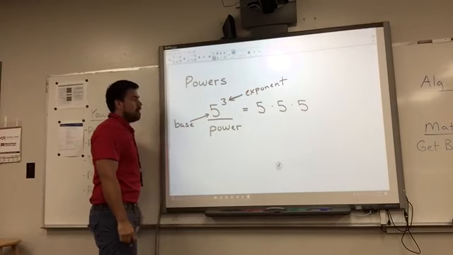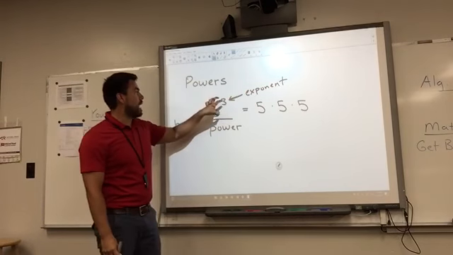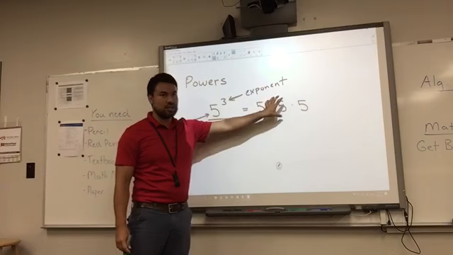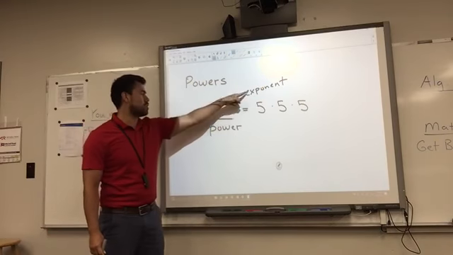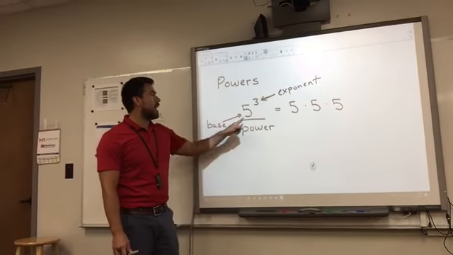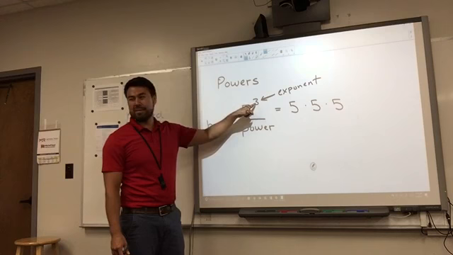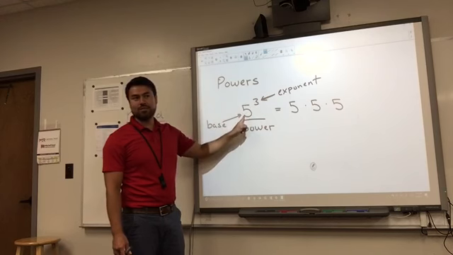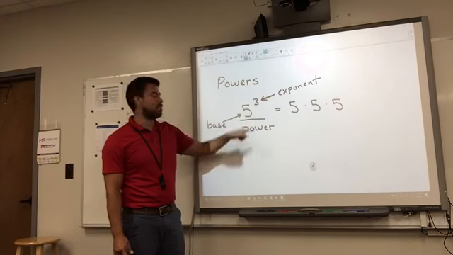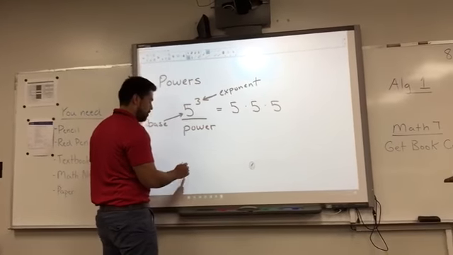Okay, I want you to be able to describe a power using multiplication and these words. So this is what I mean. 5 to the third power means that the base 5 is multiplied 3 times. Does that make sense? The base 5 is multiplied how many times? 3 times. Okay, so let's get another one here.